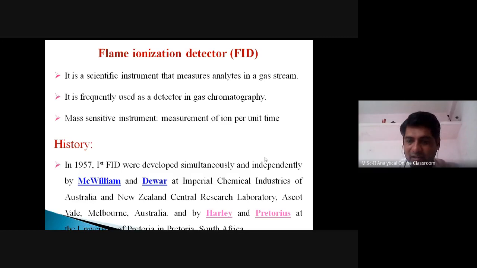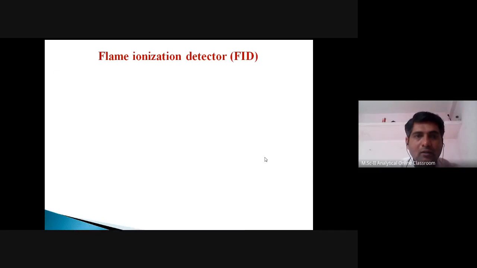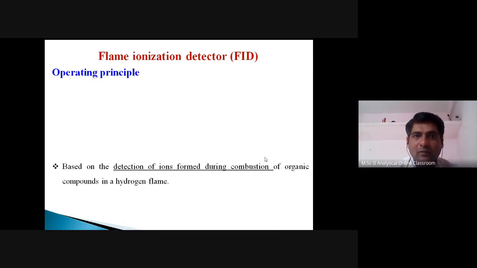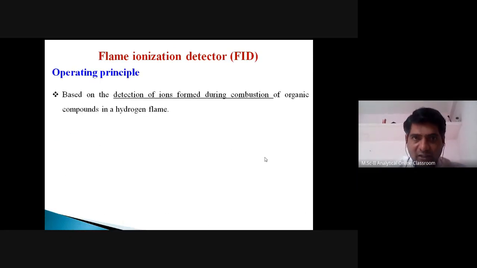So this is the history that we have seen in the last lecture. It was invented by two different groups, one from Australia and New Zealand, and the second from South Africa. So this is the operating principle of the ionization detector.